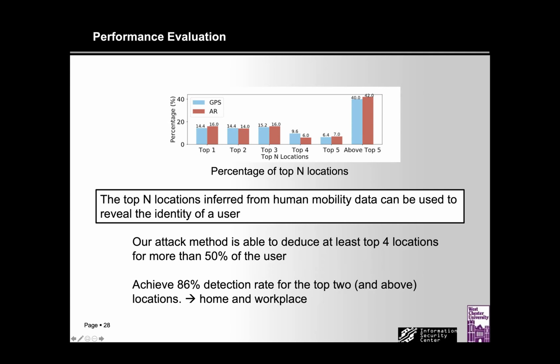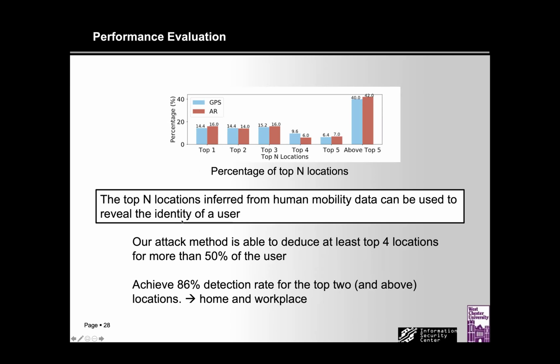So what are the top N locations? For example, when we talk about the top 1 location, that location is probably your home, right? So that's where you live. And then top 2 is probably home and work for most people, right? There's a paper published 7 years ago in Science magazine, I guess, which said that by simply using the top 3 locations, you can easily infer and reveal the identity of the user. So that being said, the top N locations are very useful because we can use them to infer from human mobility data and to reveal the identity of the user.